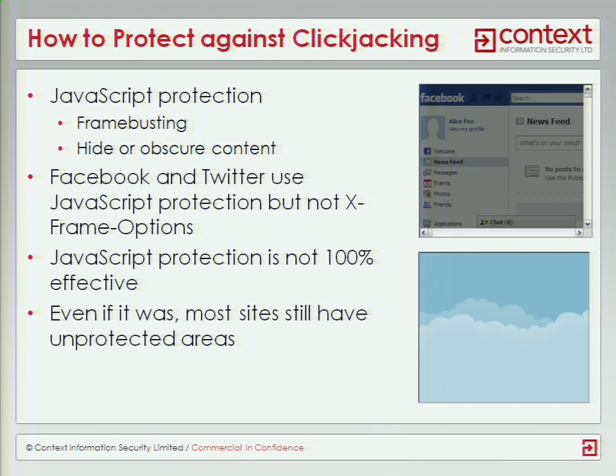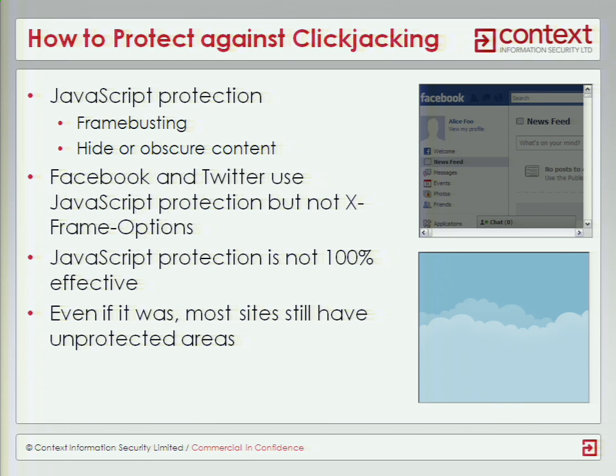So the user can't click any buttons, and nothing bad can happen. You can see here, this is Twitter and Facebook. Both these sites have slightly different clickjacking protection. What Facebook does is it will put a semi-transparent overlay over a page if it's being framed, and when you click on that, it will try and frame bust. Twitter, on the other hand, tries to frame bust all the time. If that doesn't work, it will just hide its content.